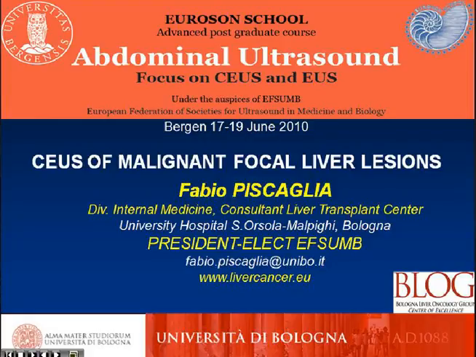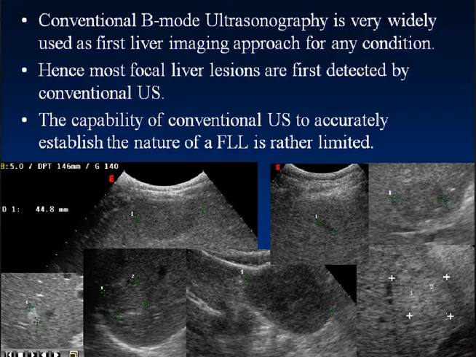It has become very clear that conventional B-mode ultrasonography is very widely used as the first liver imaging approach for any condition. Let's say a patient needs a general assessment for a rise in liver enzymes. Hence, most focal liver lesions are first detected by conventional ultrasound.